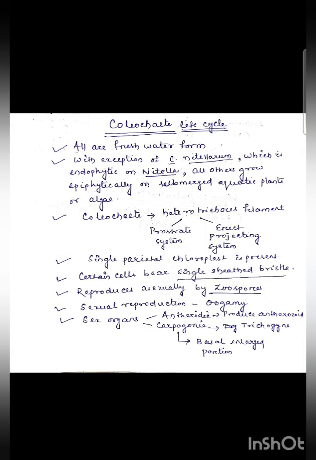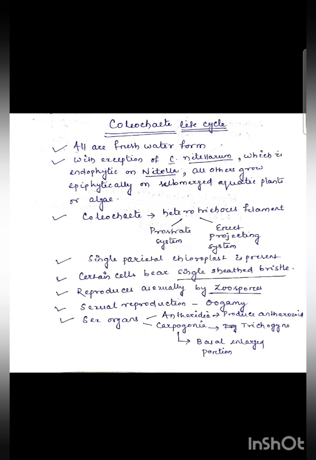Then the life cycle of Coleochaete. Coleochaete are generally freshwater forms with the exception of Coleochaete nitellarum, which is endophytic. Endophytic means present inside the body of Nitella. All others grow epiphytically. That means on the body of submerged aquatic plants or algae. Coleochaete has a heterotrichous filament. That means it has a prostrate system and an erect projecting system. A single parietal chloroplast is present. Certain cells bear a single sheathed bristle. It is a specific characteristic feature of Coleochaete.